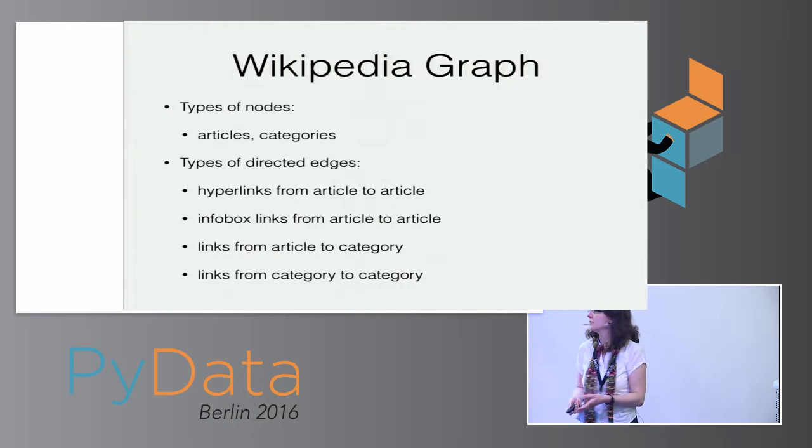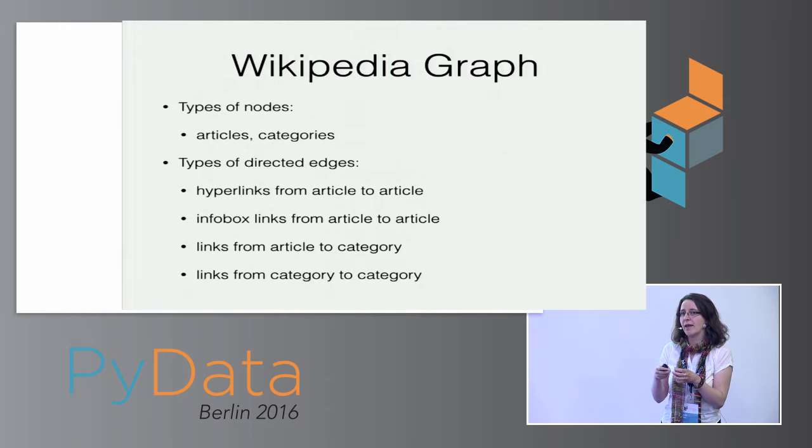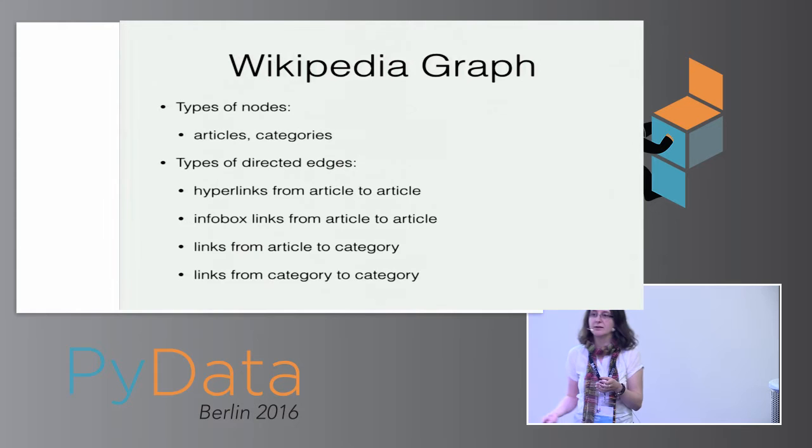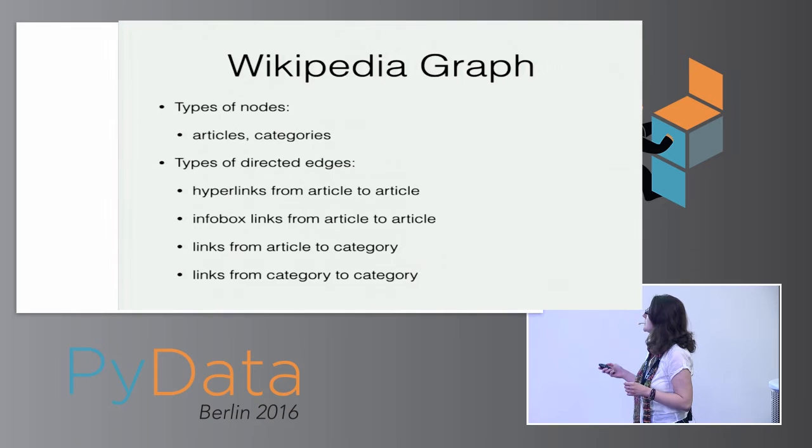So we can have hyperlinks from article to article. Then we can have also links between articles based on information in the infobox. We can also have links between articles and categories. And we can also have links between categories. So let me just show you what I mean by this.